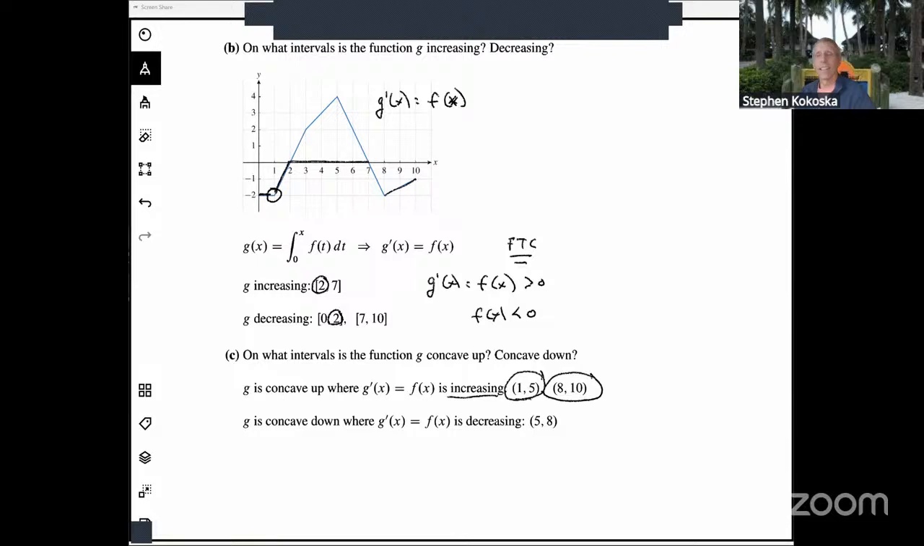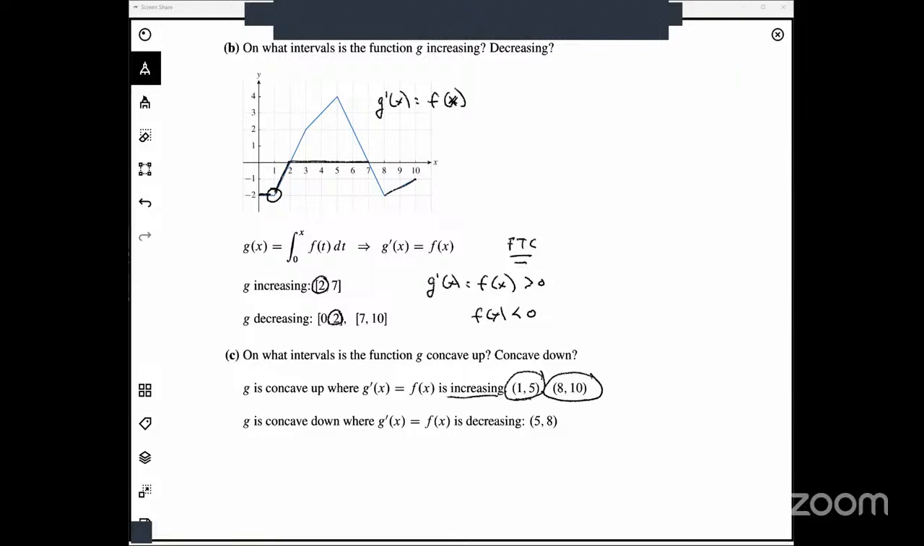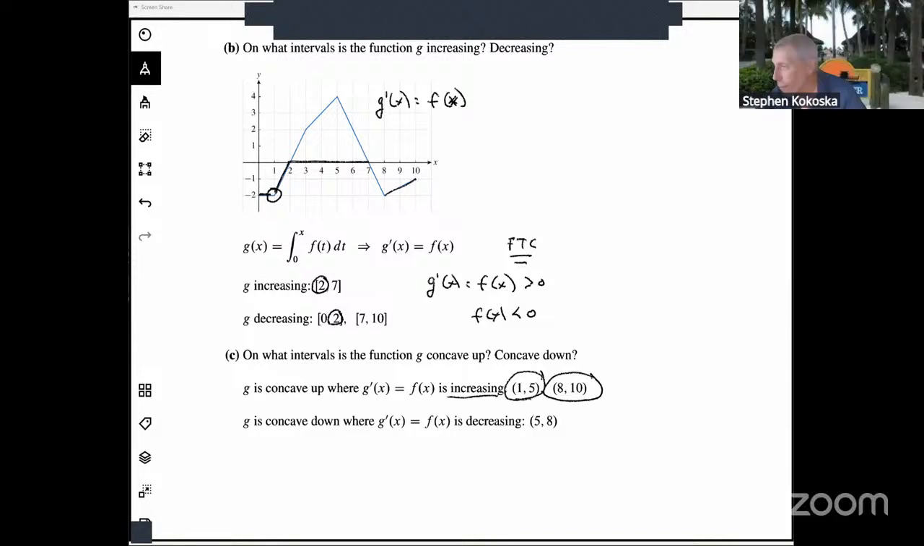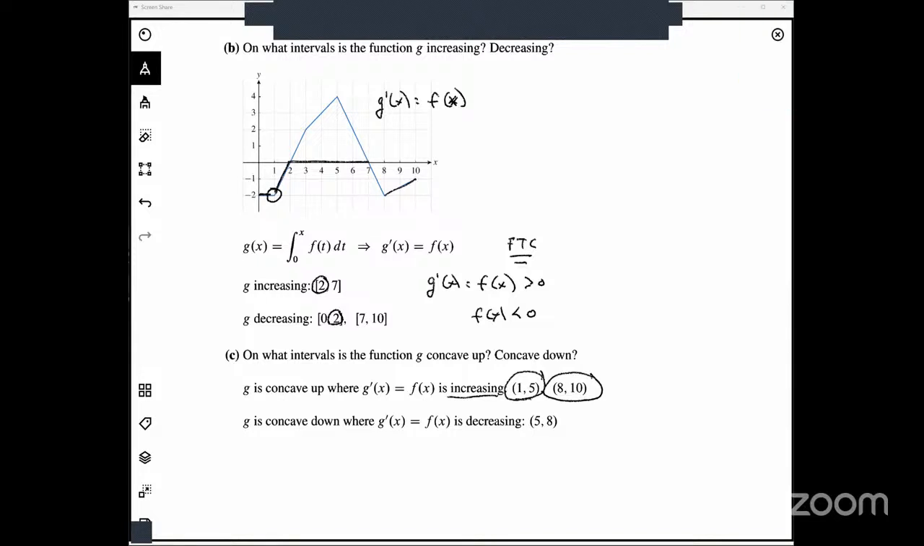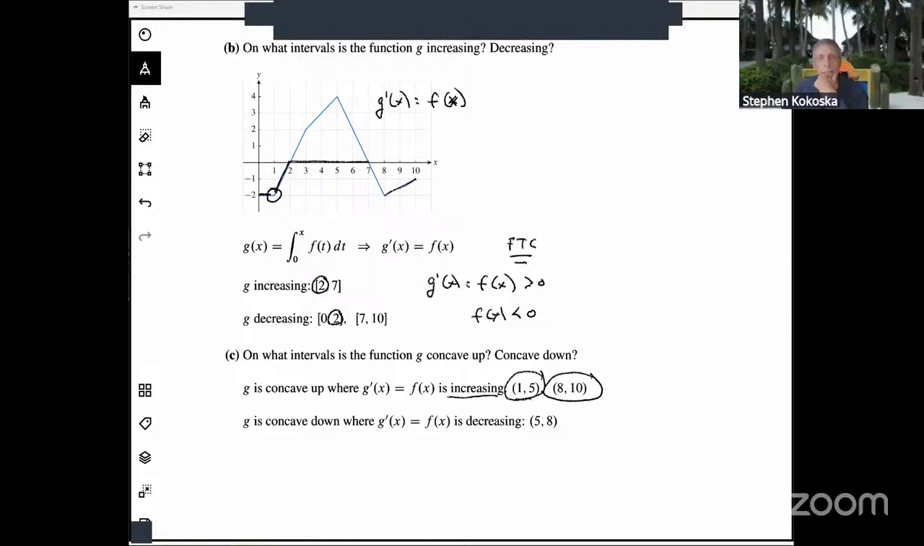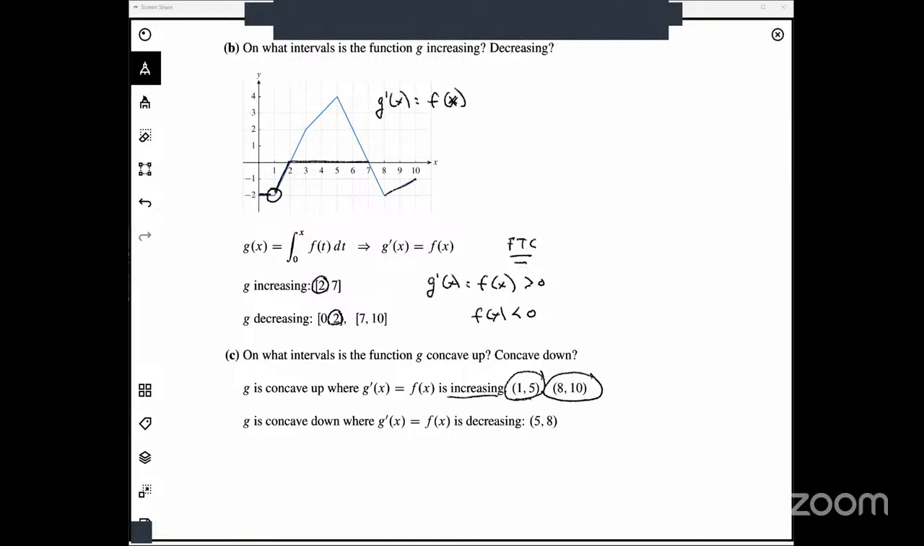Yes. Is there a point of inflection there? Well, we go from 0 to increasing, right? But it's a sharp curve. So I would say the f prime doesn't exist there, right? So I'd say no.